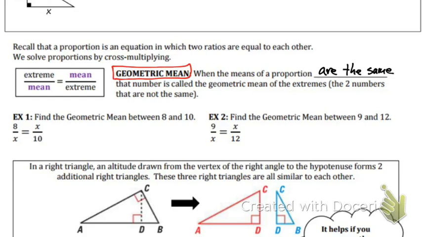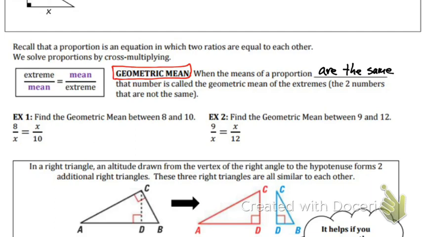And I'll say what that means in just a second. That number is called the geometric mean of the two extremes. The two numbers are not the same. So that means, if I ask you to find the geometric mean between 8 and 10, I'm looking for that number that would be the exact same mean between these two. Basically, that scale factor, so you're just looking for these two being the exact same number.